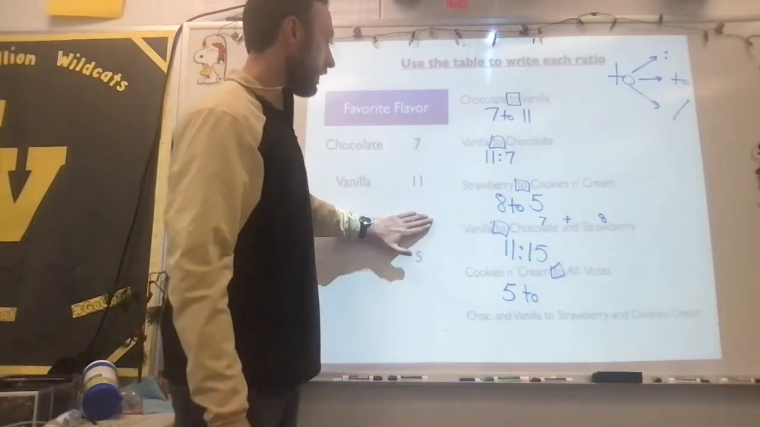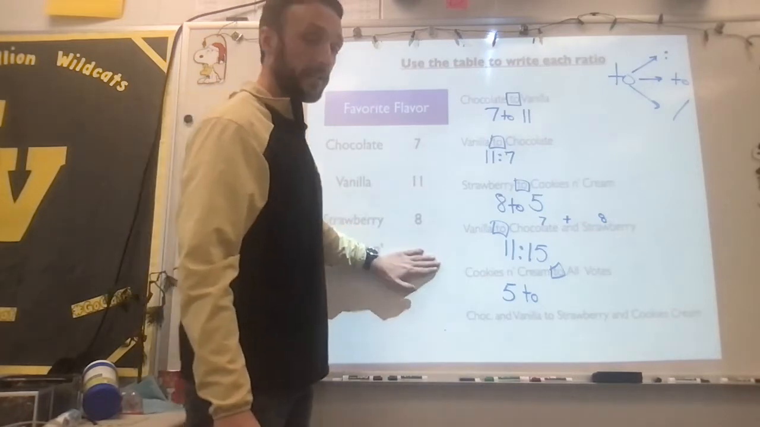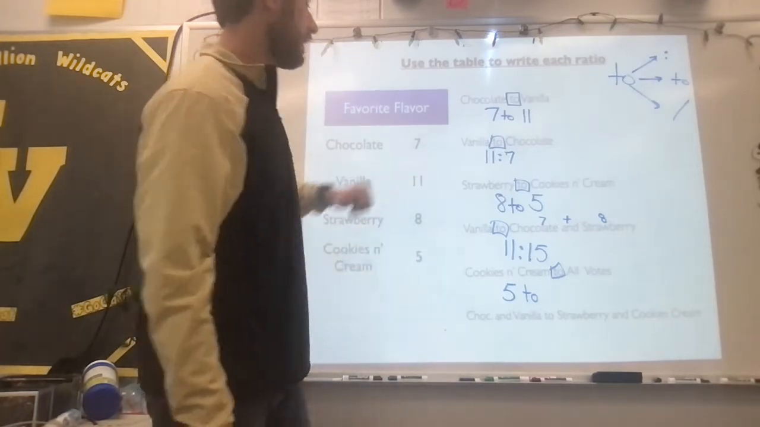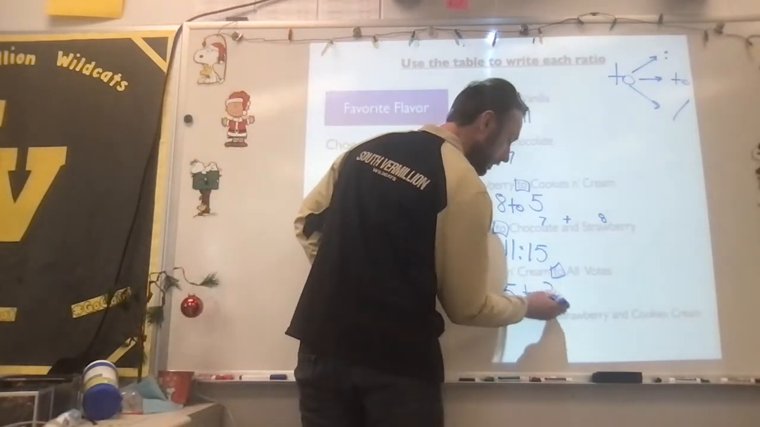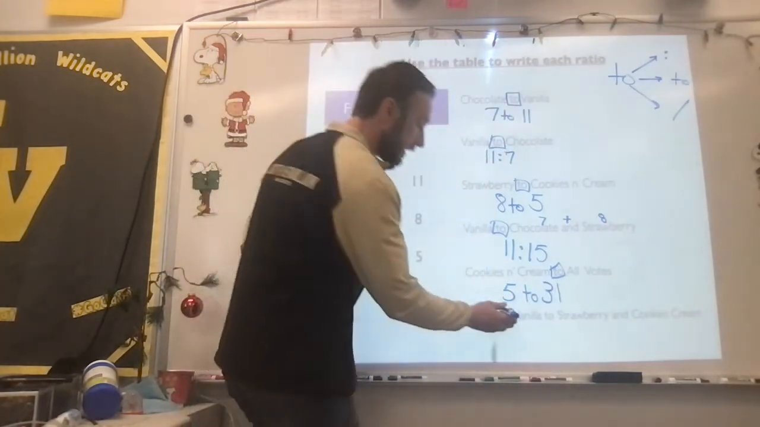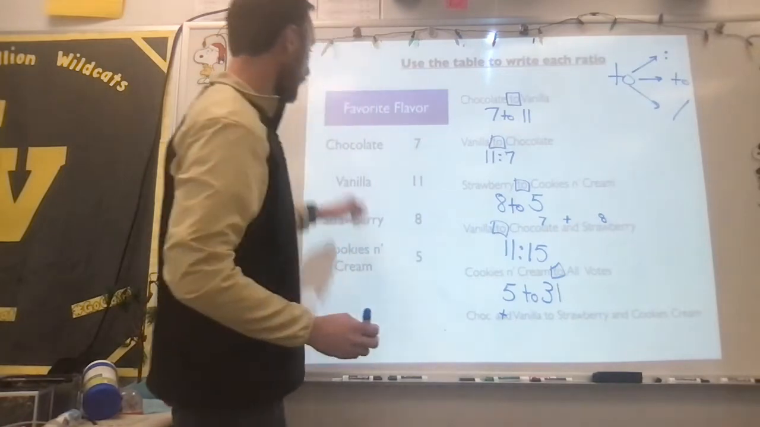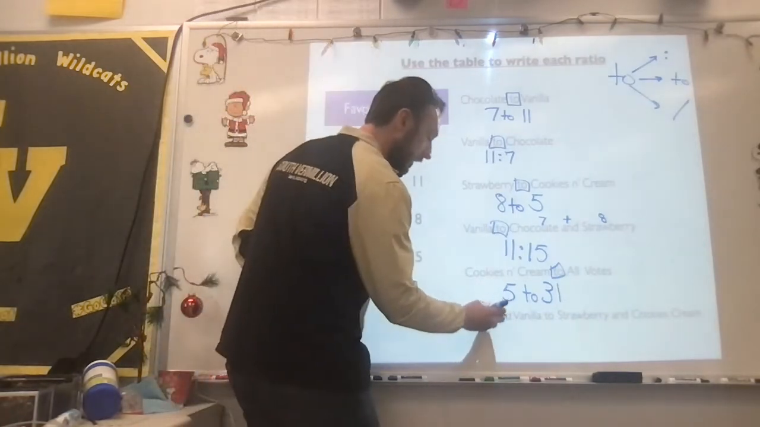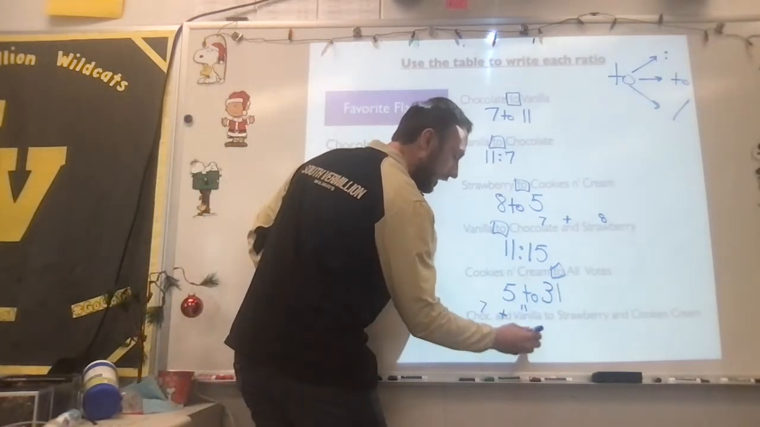7 plus 8 is 15. 15 plus 5 is 20. And 20 plus 11 would be 31. It says chocolate and vanilla, so that "and" tells us to add. So chocolate is 7, vanilla is 11. So 7 plus 11 would be 18.